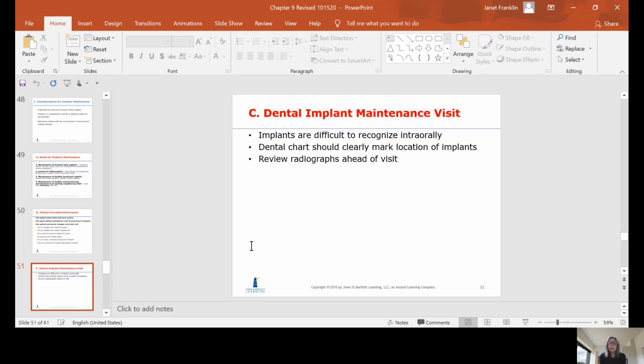In a dental implant maintenance visit, implants are difficult to recognize intraorally. The dental chart should clearly mark the location of implants, and you should review the radiographs ahead of the visit so you know if there's an implant.